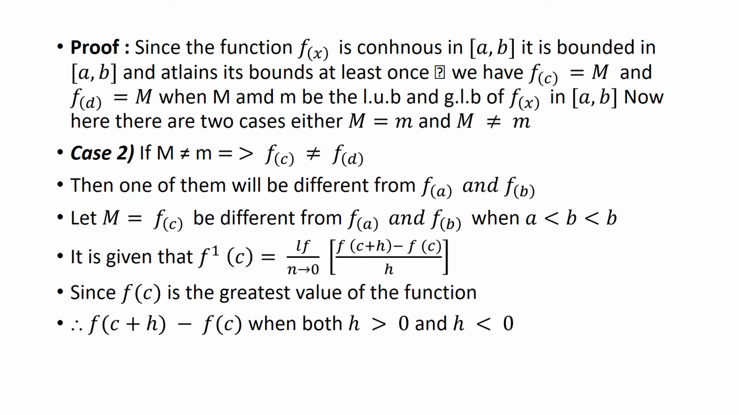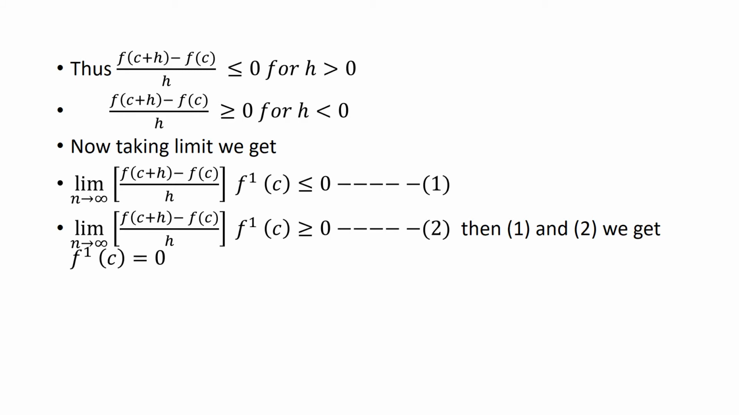Case 2, if M is not equal to m, which implies f of c is not equal to f of d, then one of them will be different from f of a and f of b. So let M is equal to f of c be different from f of a and f of b, when a is less than c. It is given that f dash of c equal to limit as h tends to 0 of f of c plus h minus f of c divided by h. Since f of c is the greatest value of the function, therefore f of c plus h minus f of c is less than or equal to 0, when h is greater than 0 and h is less than 0, which is the proof of Rolle's theorem.